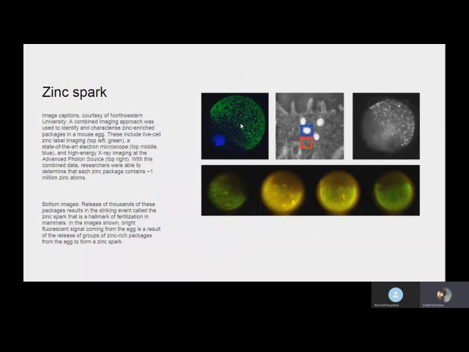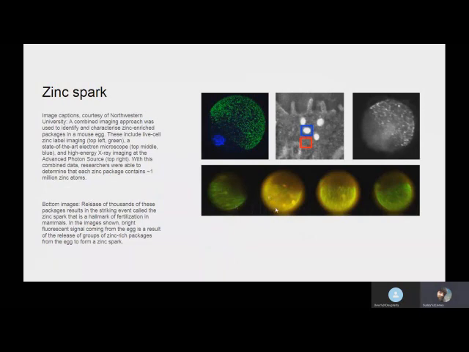The combined imaging approach was used to identify and characterize zinc-enriched packages in a mouse egg. These include live cell zinc label imaging from the top left here in the green, a state-of-the-art electron microscope in the top middle, and a high-energy X-ray imaging at the Advanced Photon Source at the top right. With this combined data, researchers were able to determine that each zinc package contains 1,000,000 zinc atoms.